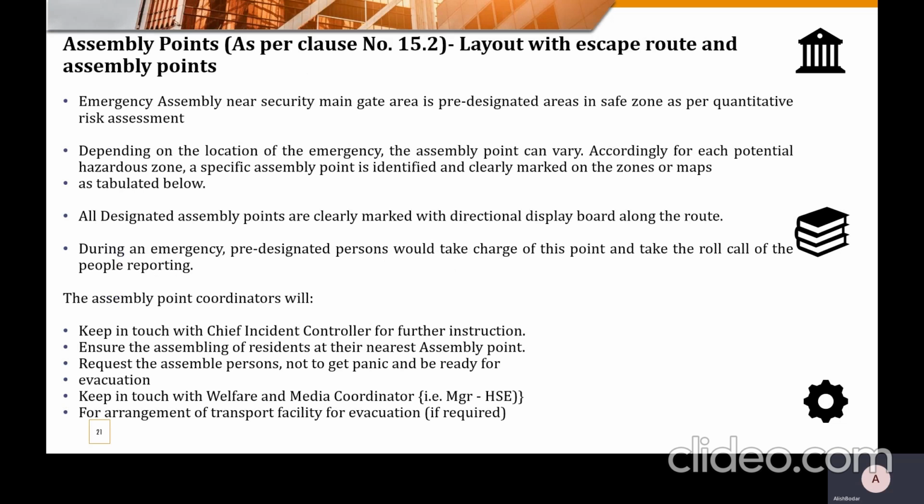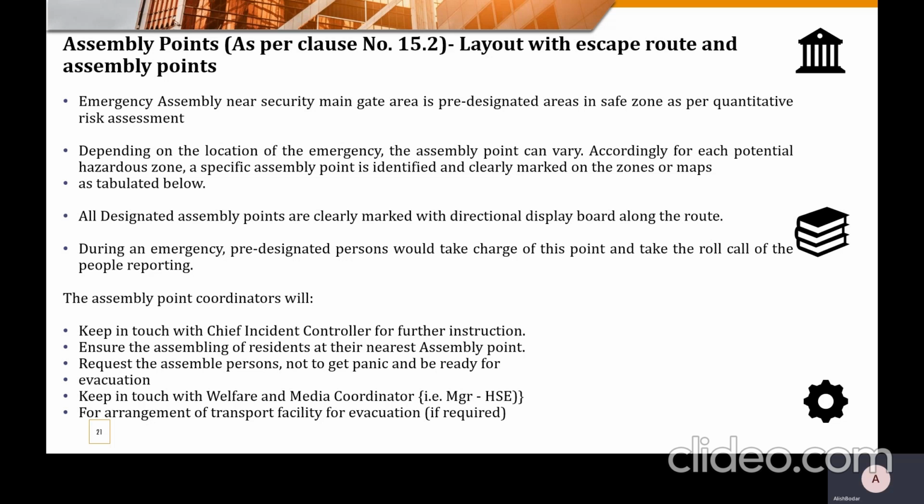Next slide. Now here are the assembly points as per layout, with escape routes and assembly points. The emergency assembly near the security main gate area is a pre-designated area in a safe zone as per quantitative risk assessment. Depending on the location of the emergency, the assembly point can vary. For each potential hazardous zone, a specific assembly point is also identified, and all designated assembly points are clearly marked with a directional display board along the route, which also includes fluorescent lights in case of any emergency.